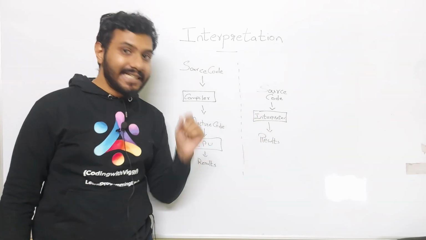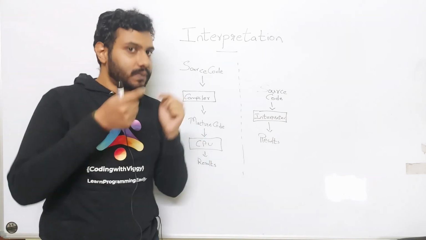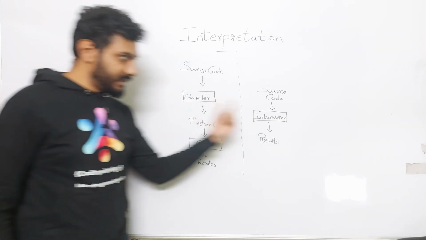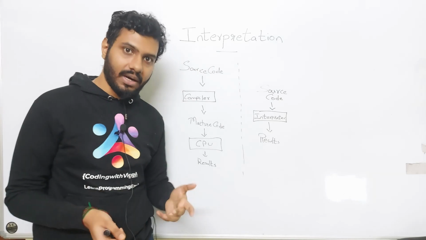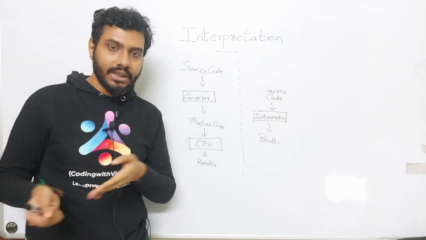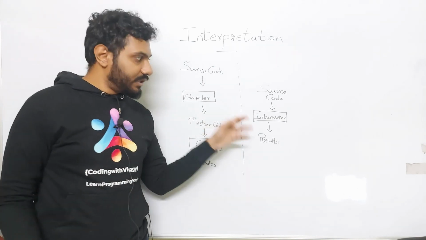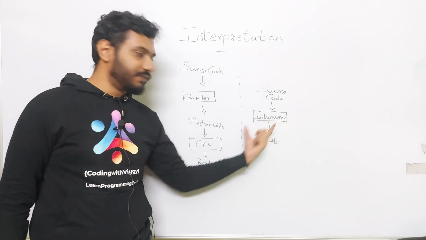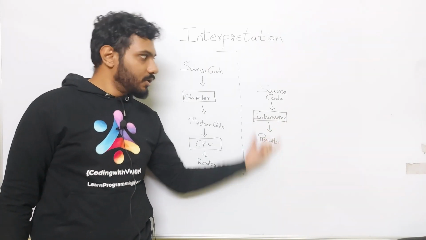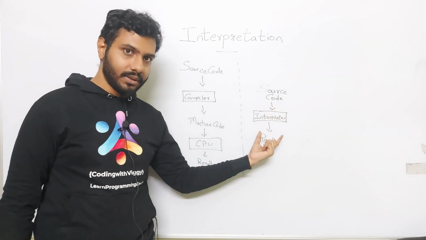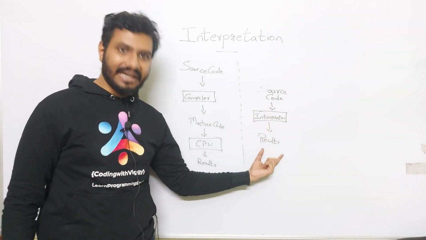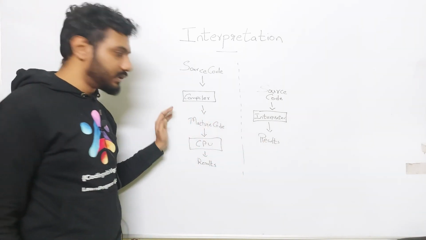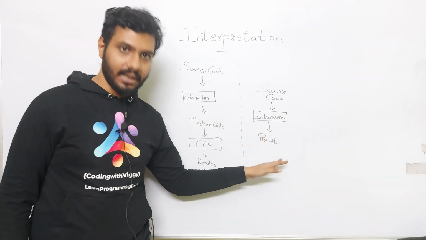Note here that the interpreter is a software, it is also a program. So indirectly the interpreter uses the CPU. A program should run, and it uses the CPU and should have memory. So the interpreter will internally use the CPU, but the result is given by the interpreter. For an interpreter, source code is the input and the interpreter gives the result. This is how you need to understand the difference between a compiler language and an interpreter language.